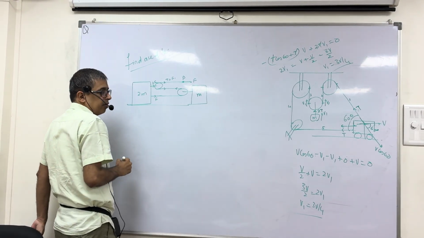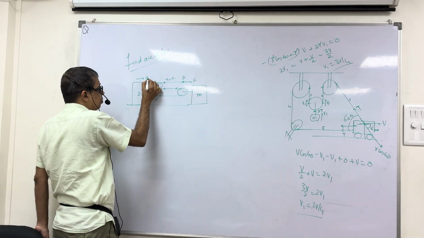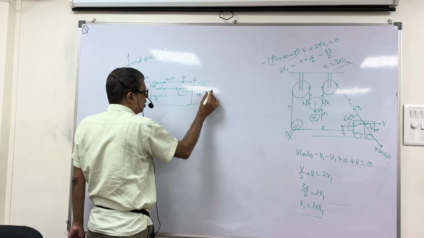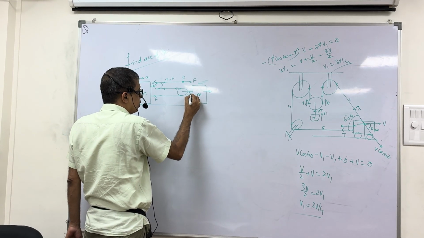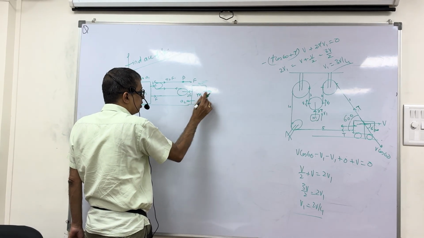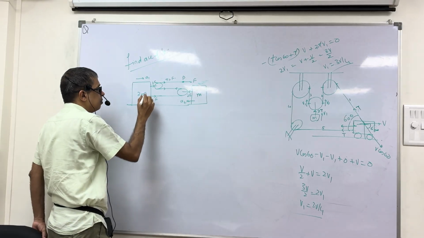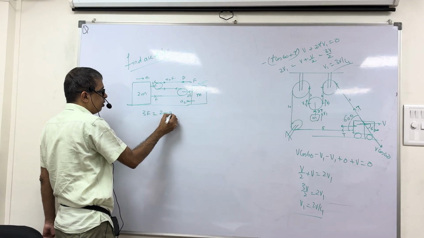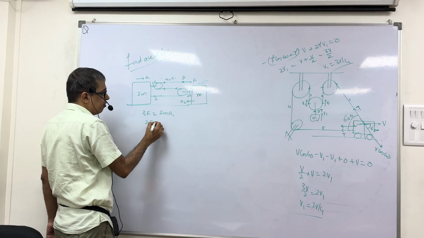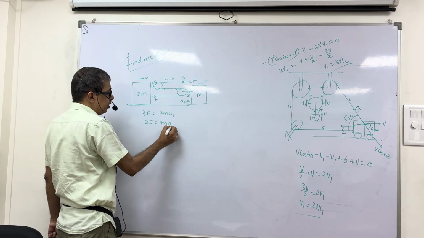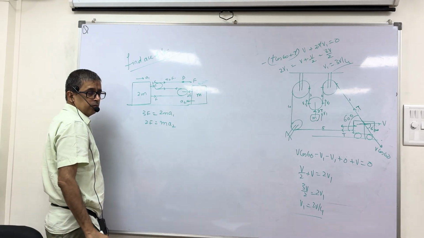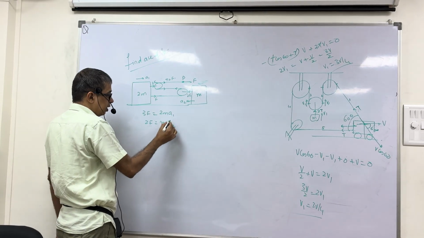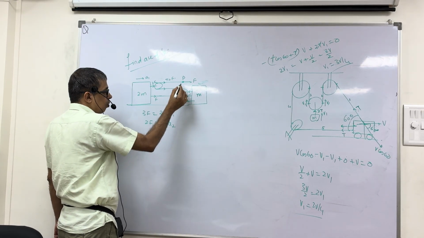This will be F. Suppose I take this to be acceleration of A1. This block has an acceleration of, this will be 2F. That means this will be A2 in this direction. Am I right? So 3F is equal to 2M into A1. 2F is equal to M into A2. Agreed?